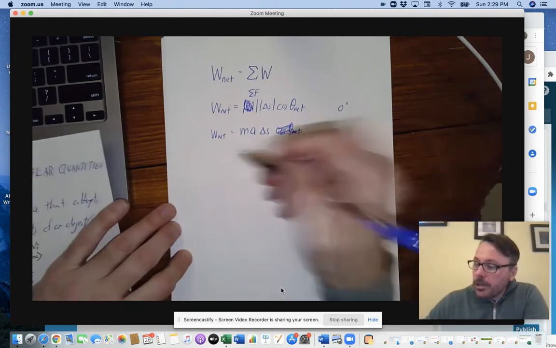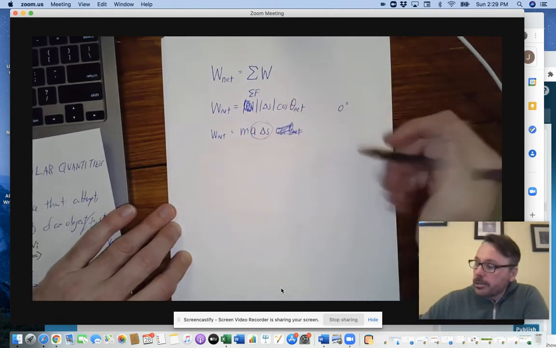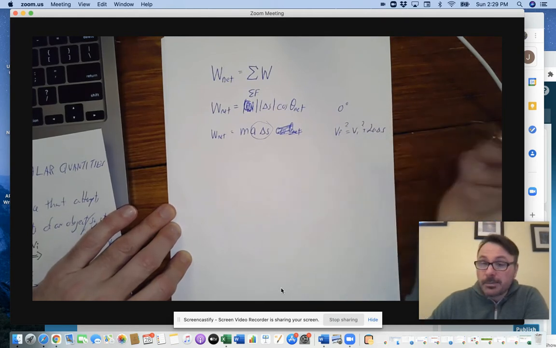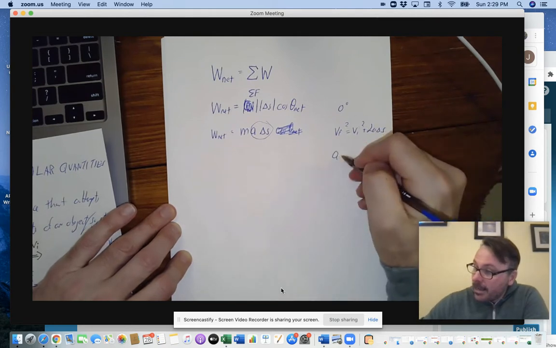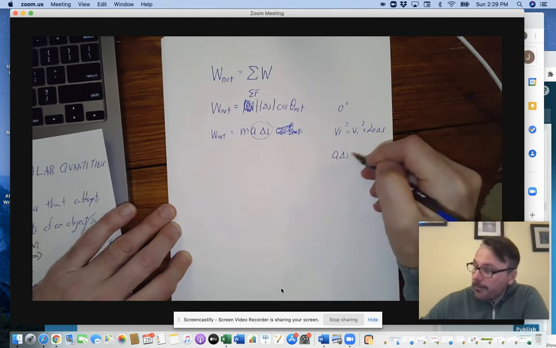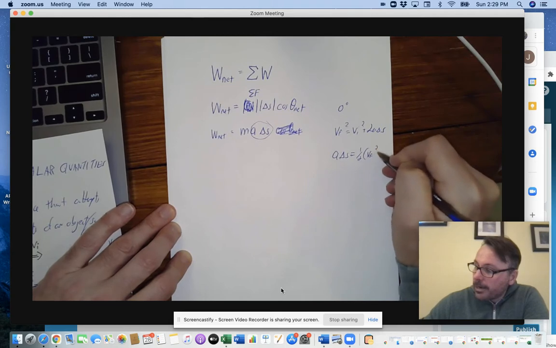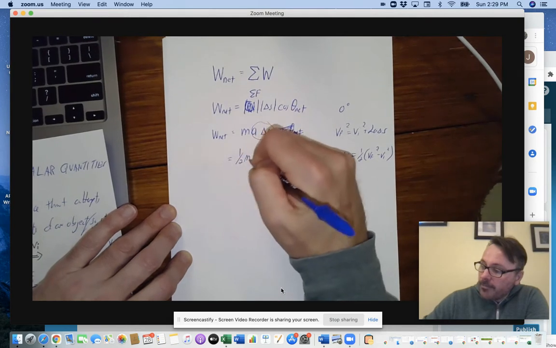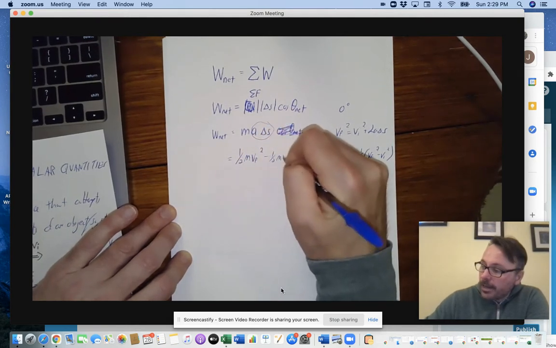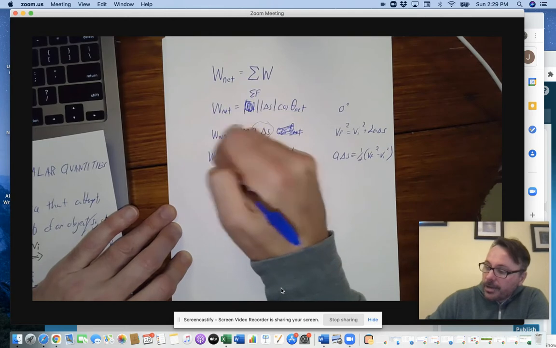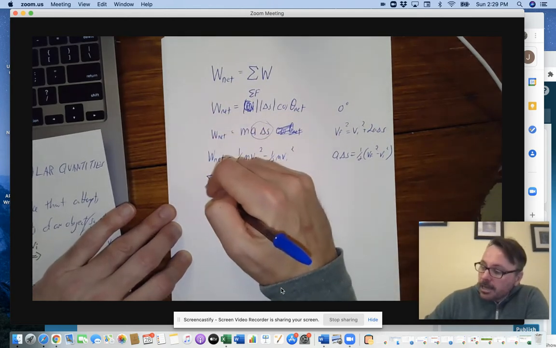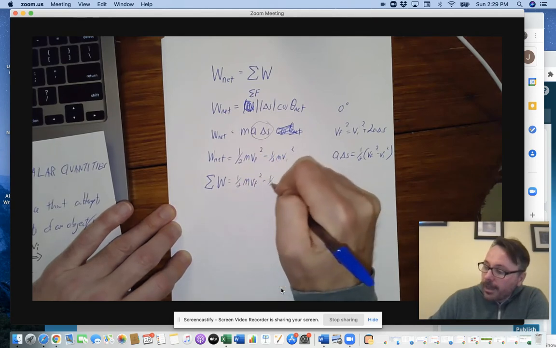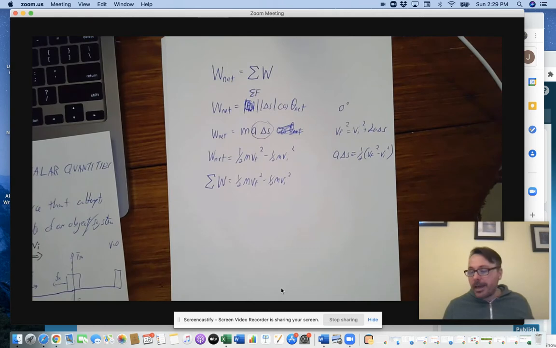And so hopefully then you remember an equation, and that equation was v f squared is equal to v i squared plus 2a delta s, the maximum height equation. And if you notice, a delta s is equal to 1/2 v final squared minus v initial squared. And then I can put that in here, and I would end up with 1/2 m v final squared minus 1/2 m v initial squared. And that was equal to net work. And therefore, the sum of all the works was equal to 1/2 m v f squared minus 1/2 m v i squared. And then we take a look at that term.